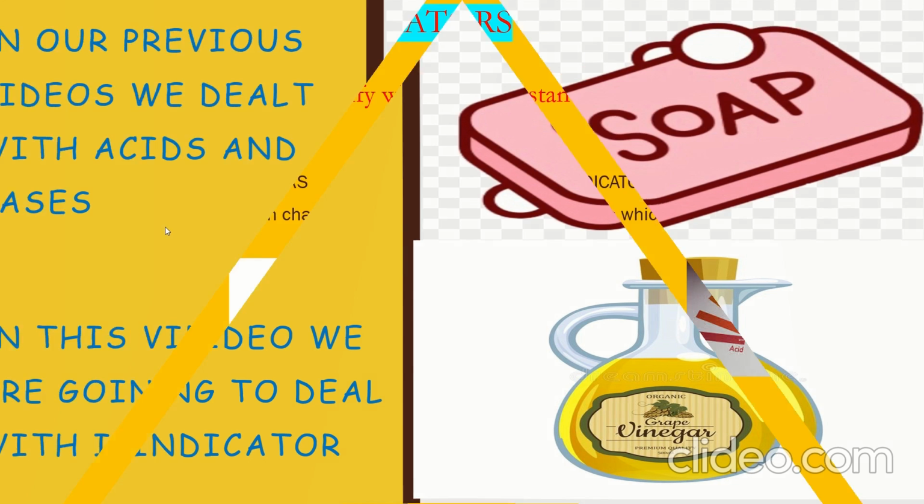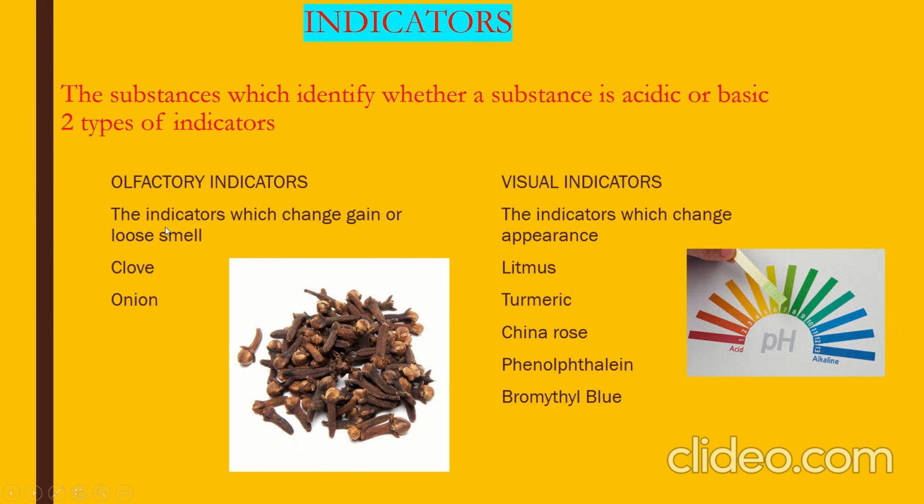So suppose you are given some liquid. It is colorless, for example, and it's very harsh, so you cannot taste it to identify whether it is acidic or basic. So how will you know whether that liquid is acidic or basic, so that you can use it for your various purposes? For such purposes we have indicators. Indicators are the substances which identify whether a substance is acidic or basic.